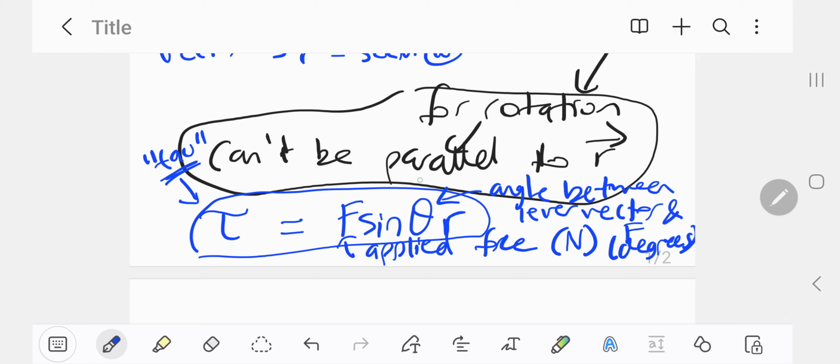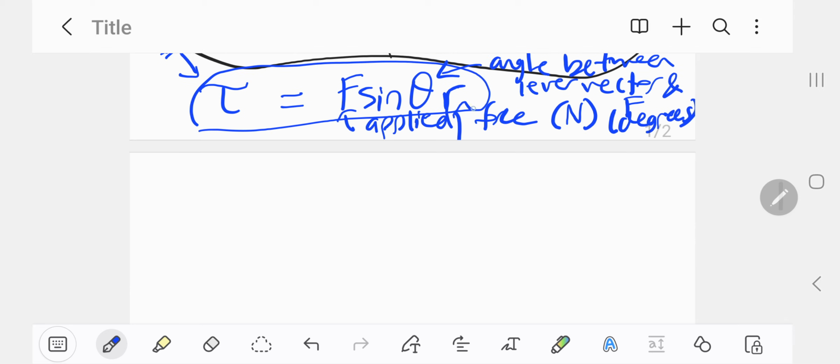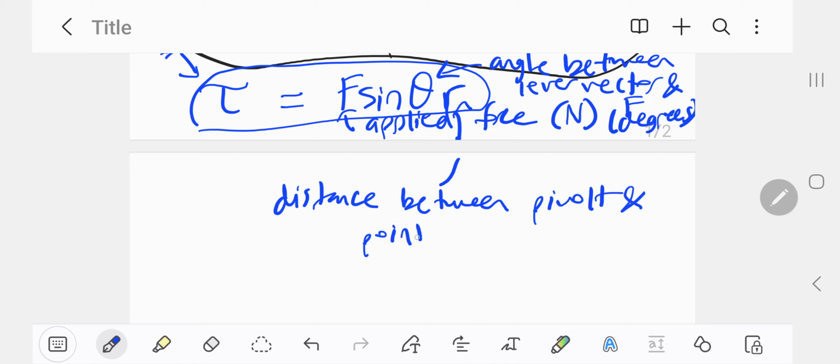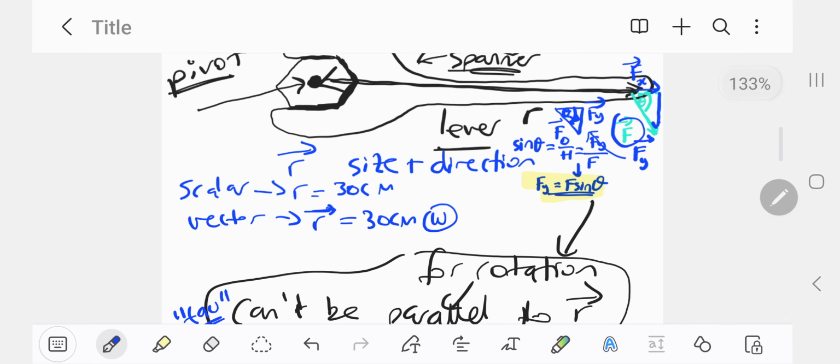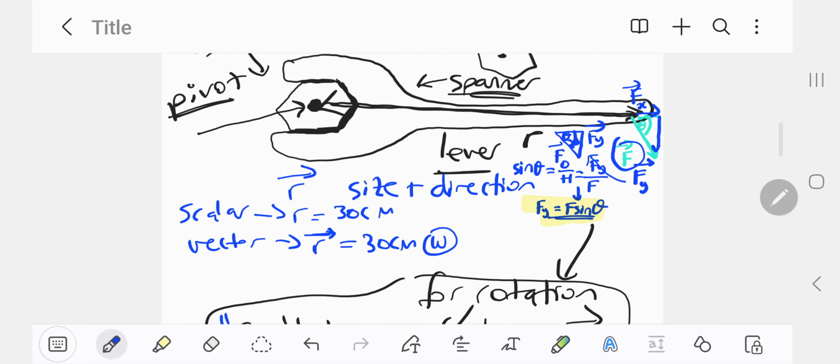And r is the distance between the pivot and the point of applied force. And in physics, distance is given the typical unit of m for meter. So in other words, r is the distance. Where I've put r here goes from here, the pivot, all the way to the point of application. In other words, where you basically touch the spanner and apply the force, that's where r is.